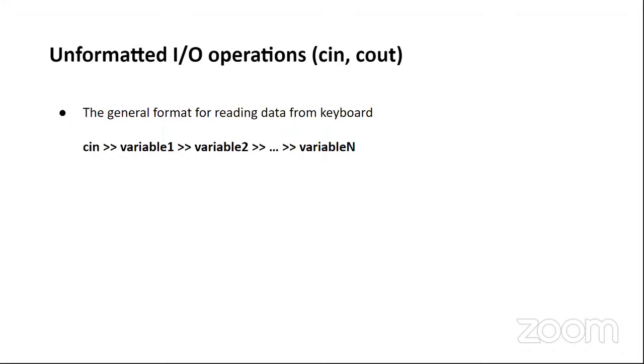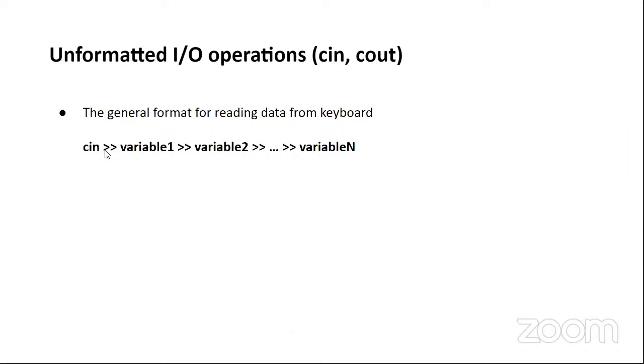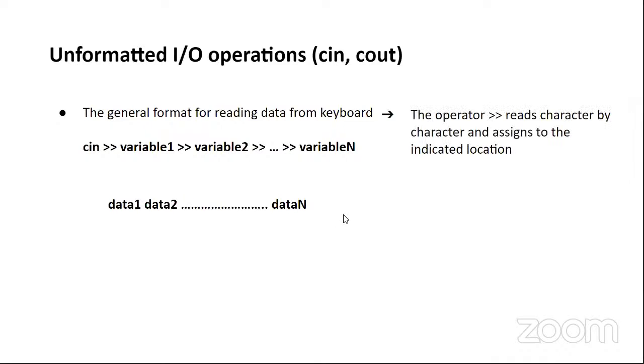So the general form for reading data from keyboard is this: cin, extraction operator, variable1 and so on. We provide data like this, data1 space data2 and so on. The extraction operator reads character by character and assigns to the indicated location, like data1 assigns to variable1.